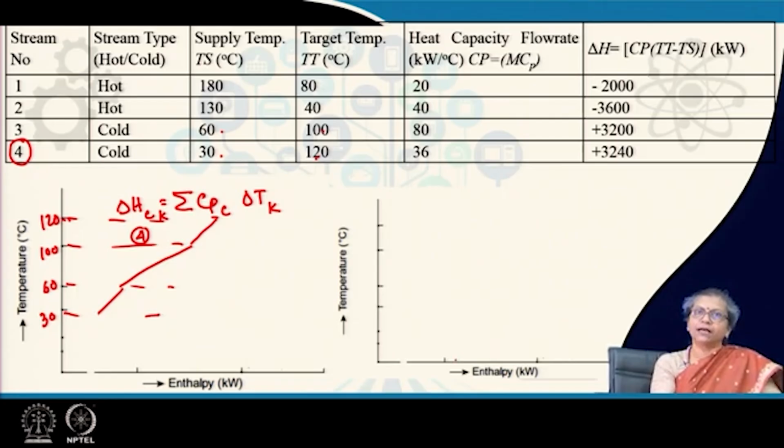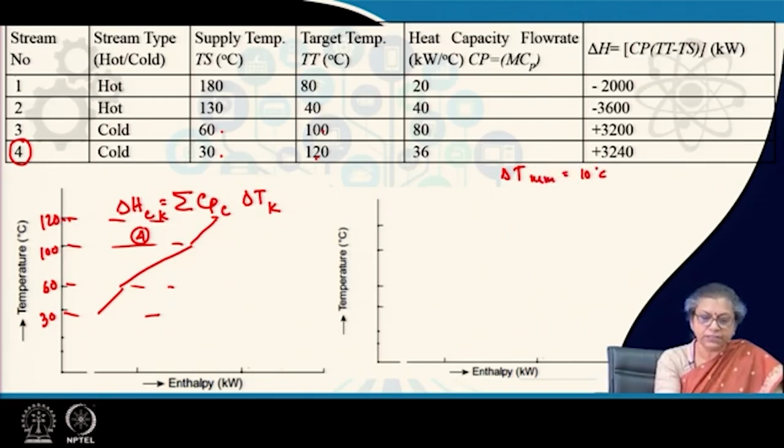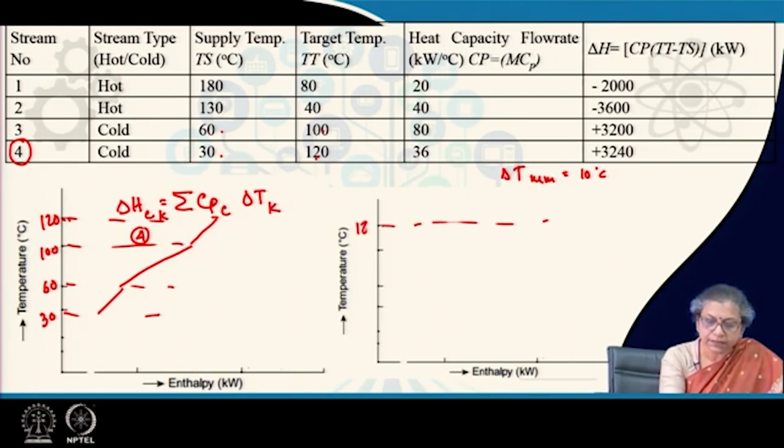Once both of them are constructed, in order to find out whether this hot composite and this cold composite curve conform to the delta T minimum requirement, which for this problem is specified as 10 degree centigrade, we need to draw both the curves on the same temperature enthalpy plot. So, therefore, for this the entire temperature has to be divided into a large number of intervals considering the start and the end temperature for all the hot and the cold streams.